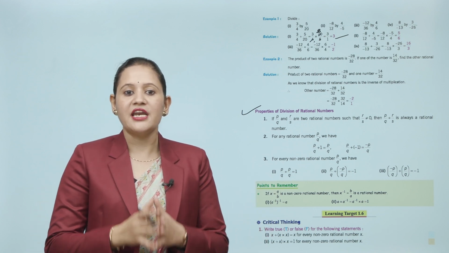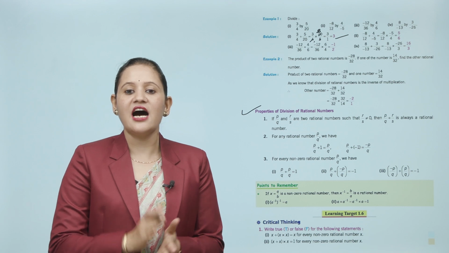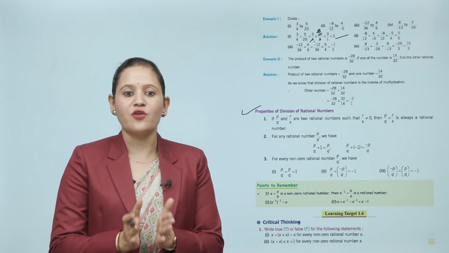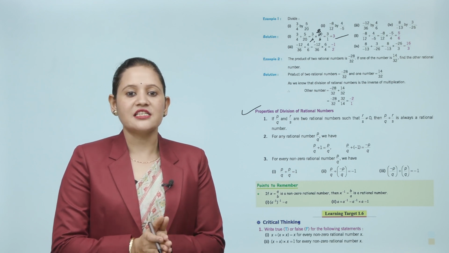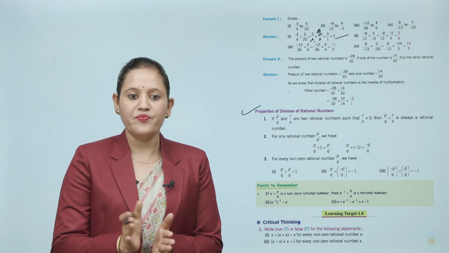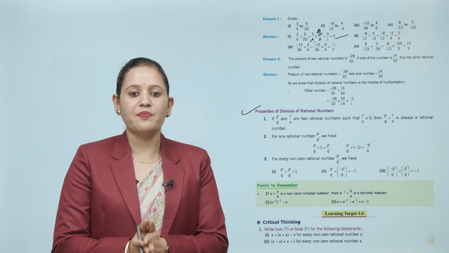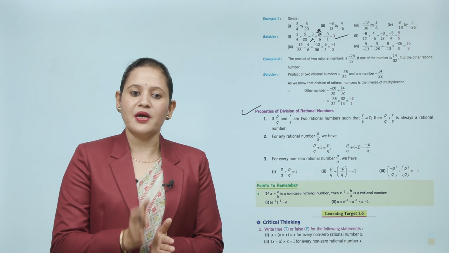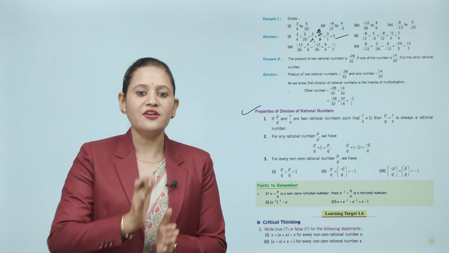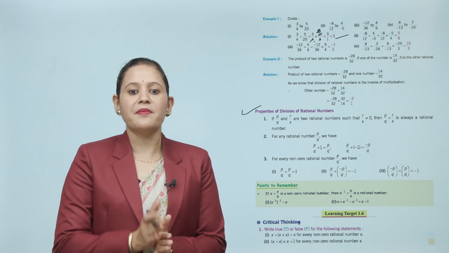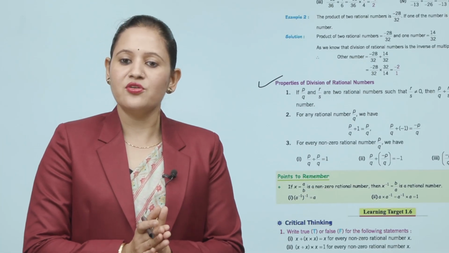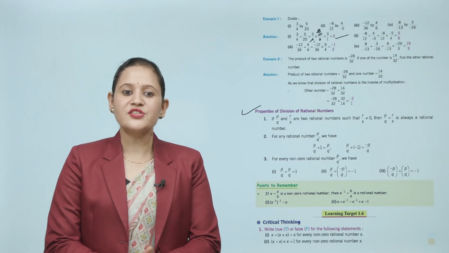If P upon Q and R upon S are two rational numbers such that R upon S is not equals to 0, then P upon Q divided by R upon S is always a rational number. For any rational number P upon Q, we have P upon Q divided by 1 equals P upon Q. For every non-zero rational number P upon Q, we have P upon Q divided by P upon Q gives you 1. Means किसी rational number को same rational number से divide करेंगे, will get 1. P upon Q divided by minus P upon Q, that gives you minus 1. Minus P upon Q divided by P upon Q, again minus 1. Next, points to remember.